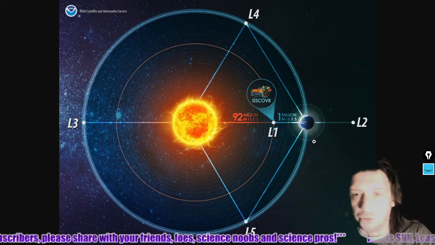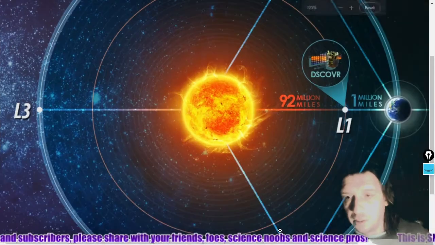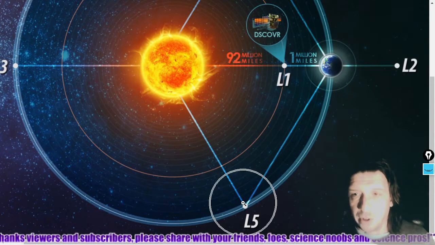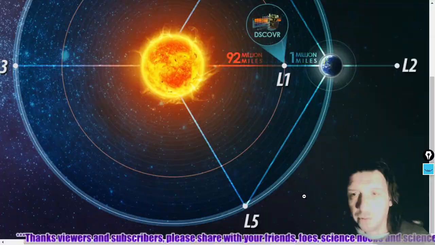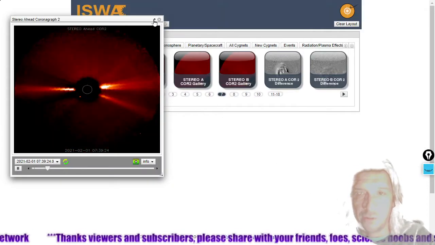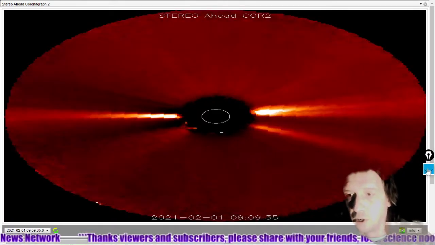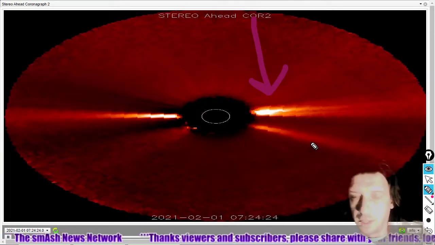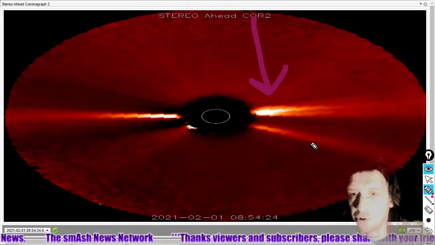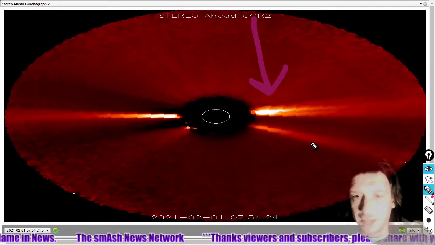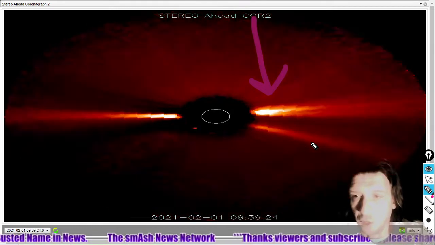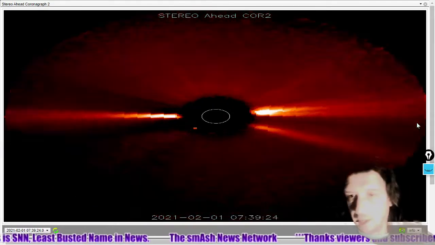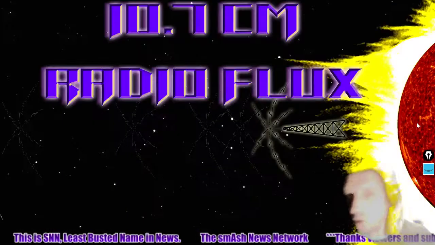Let's go to Lagrange point 5 here to show you what's going on from the perspective of STEREO A. So that's where Lagrange point 5 is. And here's the view from STEREO A. You can see there's quite a bit of plasma suspended out here, mainly the part in the north portion of the sun. And again, that could eject at any moment with absolutely no warning. It's part of the reason why we have a channel. And no real forecast there.